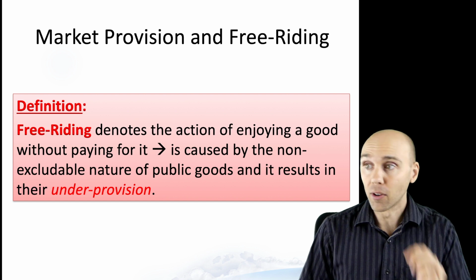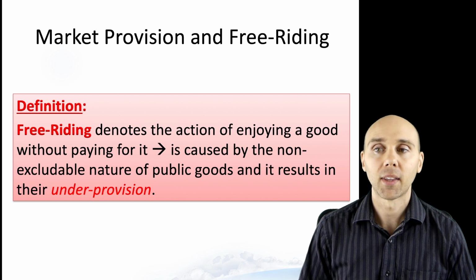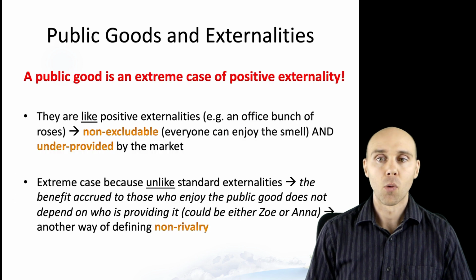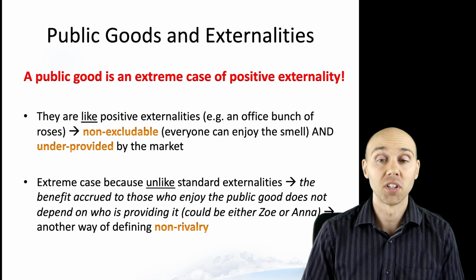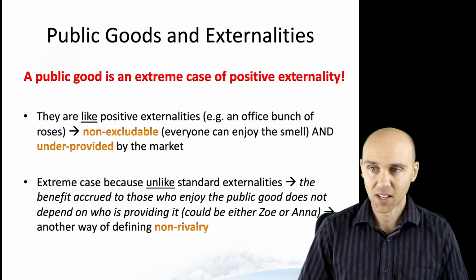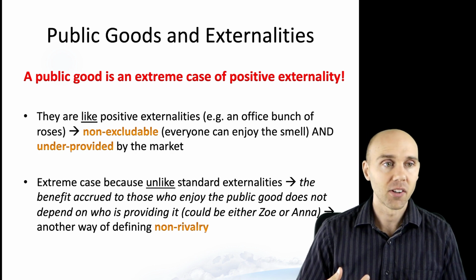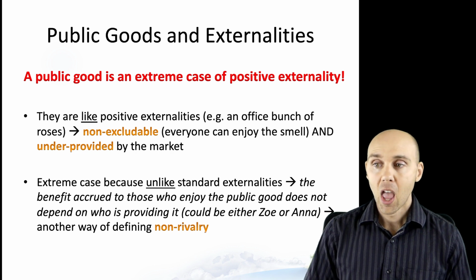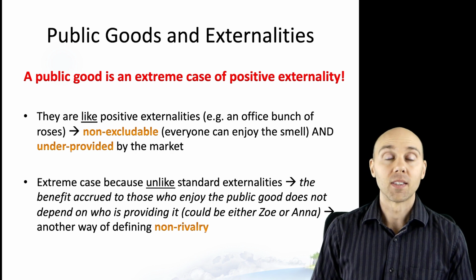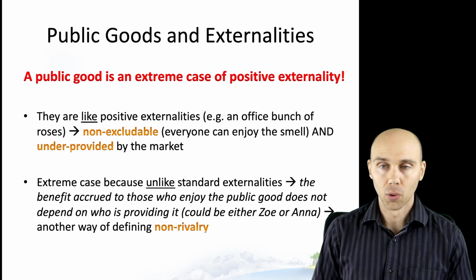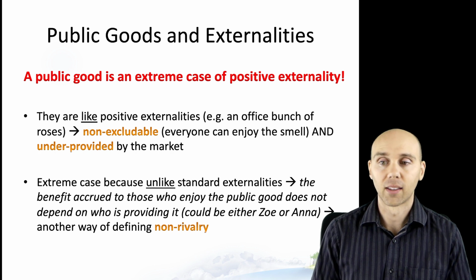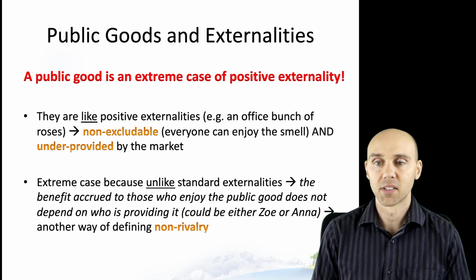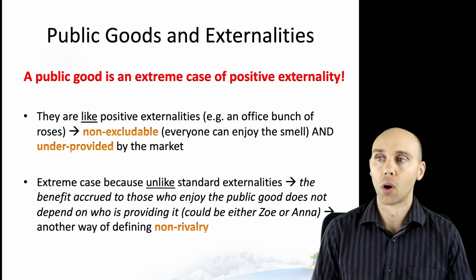So essentially then a public good is kind of like an extreme case of a positive externality. Remember, in positive externalities, we have a situation where the market underprovides. We wish there was more happening to society, such as bringing flowers into your office so that everyone enjoys the smell. But it's an extreme case because the benefit that is accrued doesn't just go to whoever provides the good or consumes the good. It goes to everyone. You can't exclude that. So it's another way of defining this non-rivalry.